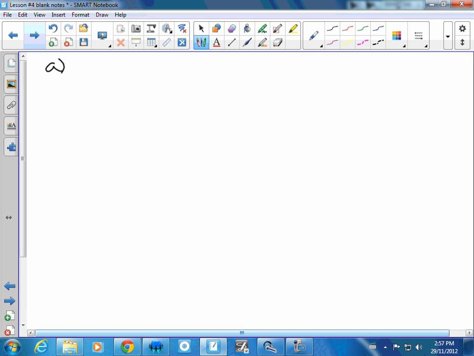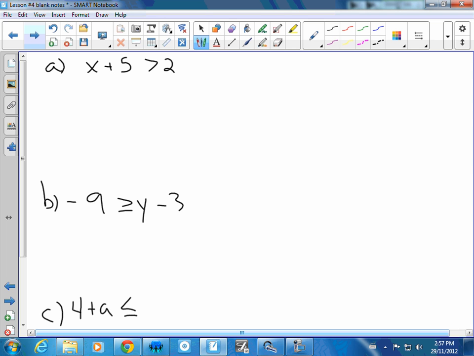A is x plus 5 is greater than 2. B is negative 9 greater than or equal to y minus 3. And C, 4 plus a is less than or equal to 8. Okay, there's 3 for the first box. Write this down, with the pencil, please. You can't see anything with that thick marker. Write those 3 down. Now, guys, solve each one and put them on a number line. Should take you about a minute to do.